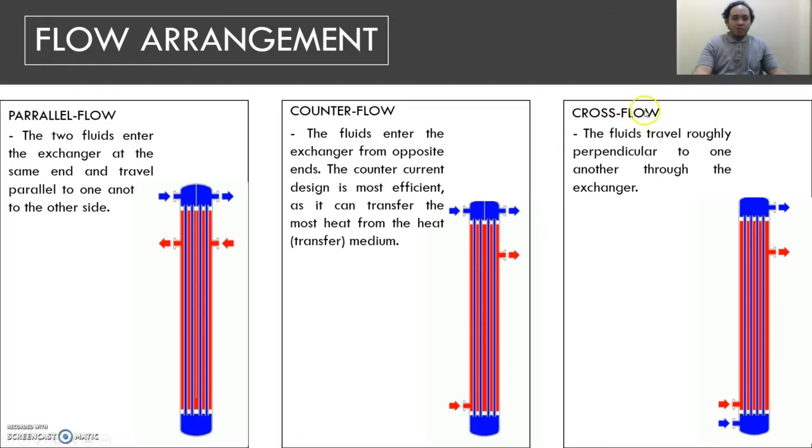The medium transfer is where the heat is generated, like the engine of a car or the compressor of the air conditioner. So next we are going to see the cross flow. Here, fluids travel roughly perpendicular to one another through the exchanger. As you can see, both inlets are on one side and the other. So they travel from below and go to the top. That's for both outlets, as you can see there.